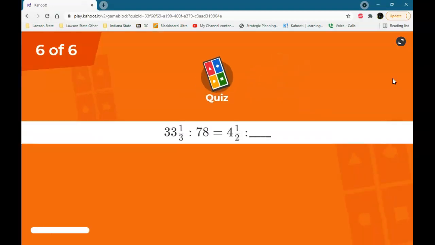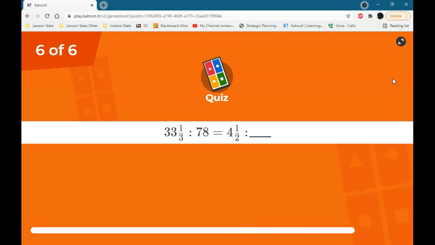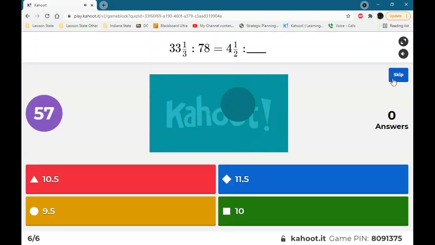Okay. And then last question. I really don't think most of y'all will probably get this one, but just try it out on y'all. And I'll show y'all how to actually solve this one once we get there.